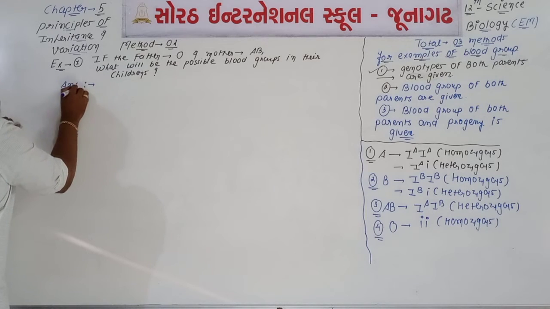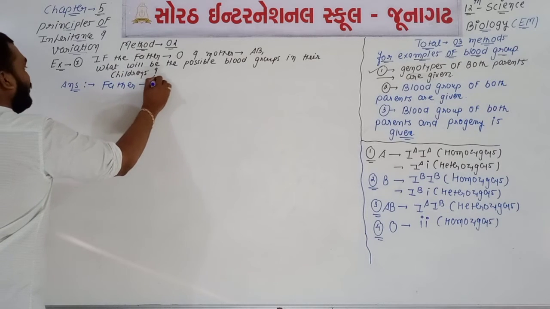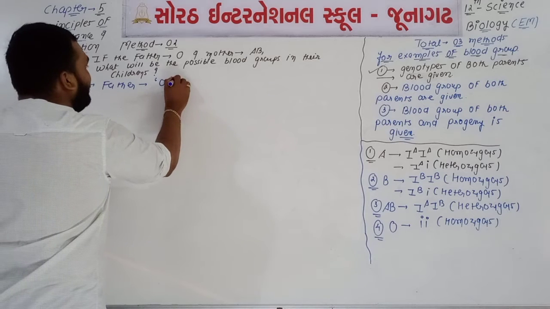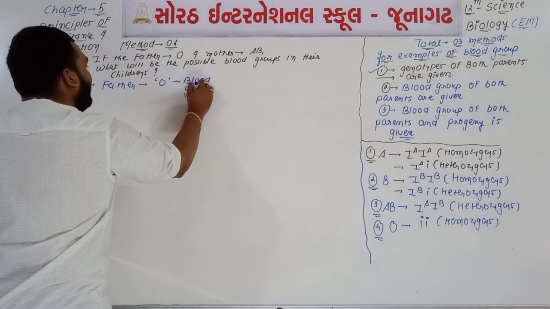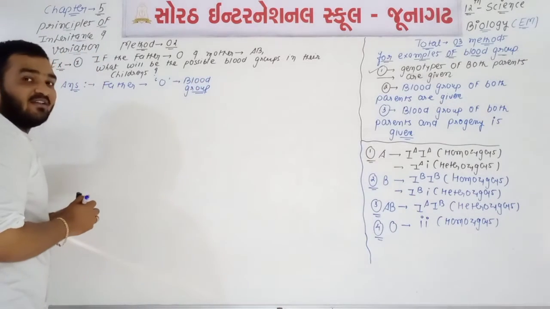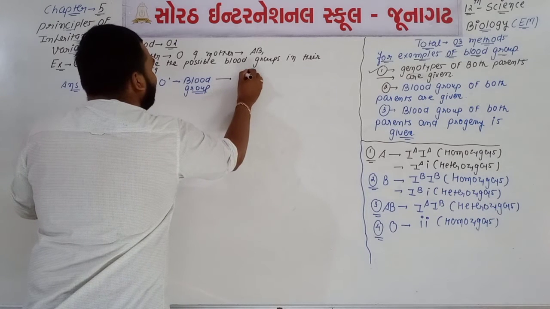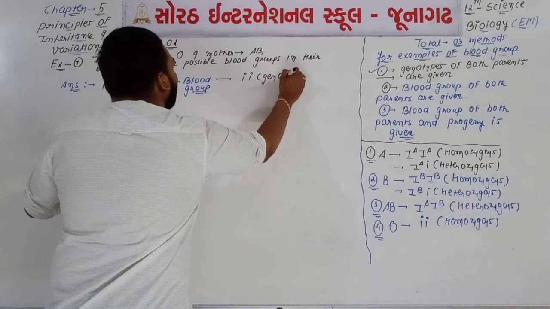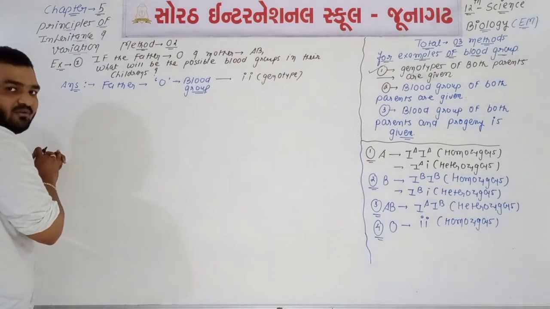What is the blood group of the father? The blood group of the father is O. O is one type of blood group. Is blood group equal to genotype or phenotype? It is one type of phenotype. That's why the genotype will be small i small i. It is one type of genotype. So see, the father has only one type of genotype.